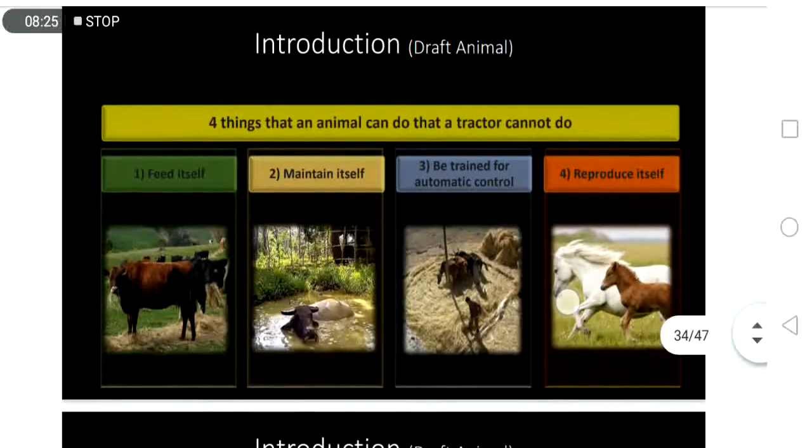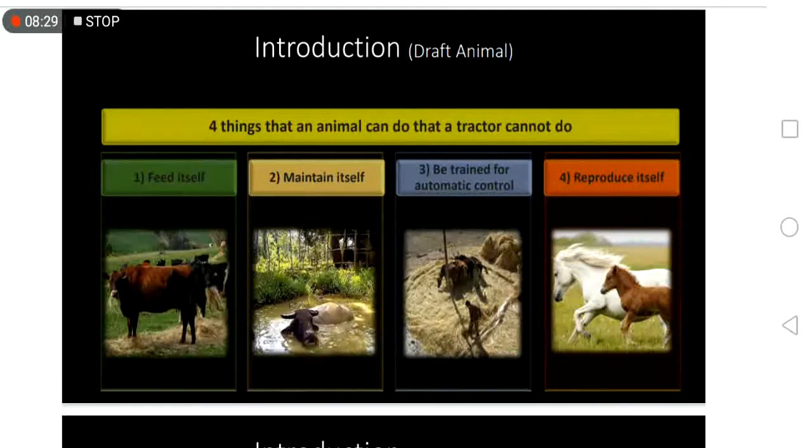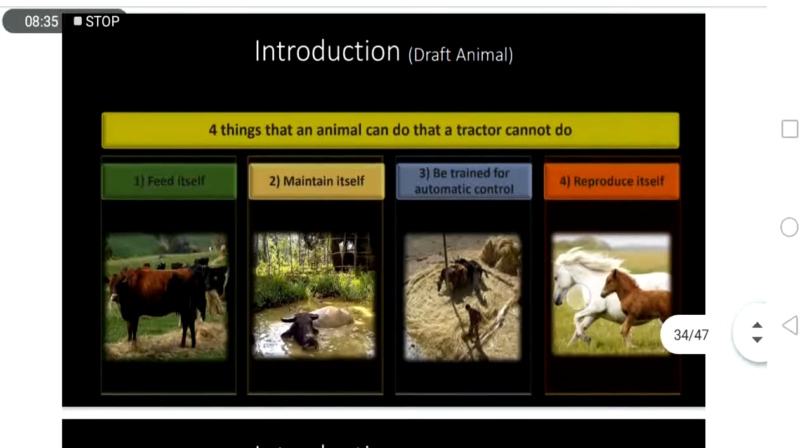Okay, there are four things that an animal can do that a tractor cannot do. So what are those four things? Of course, as we said, a tractor is much more powerful than humans and animals, but there are four things that a draft animal can do which a tractor cannot do. First is to feed itself. Of course, the tractor cannot feed itself. You need an operator to fuel the tractor or to charge the tractor.